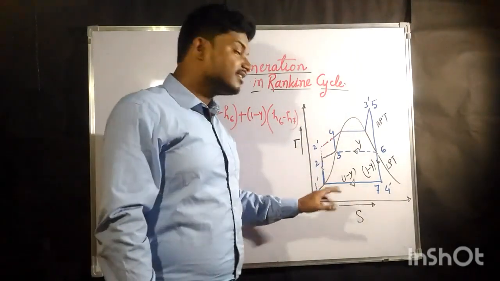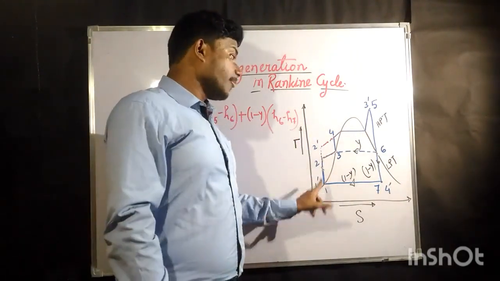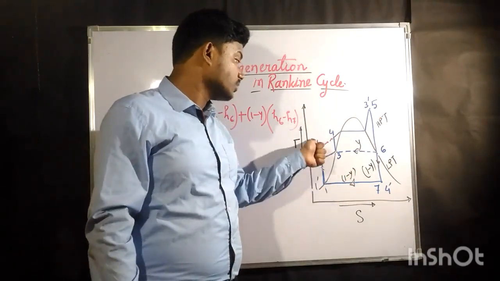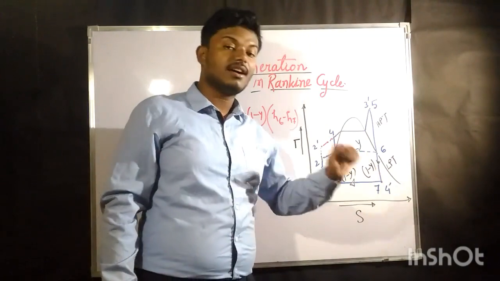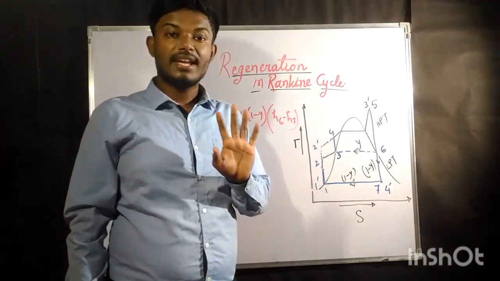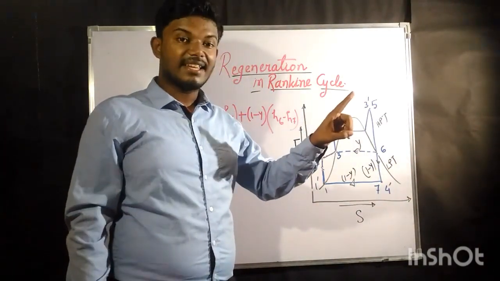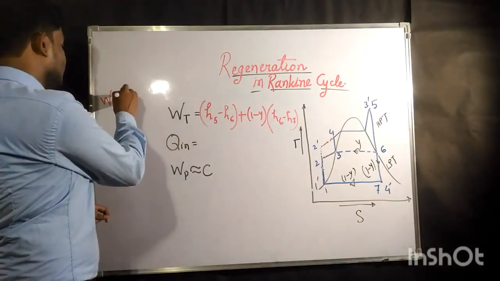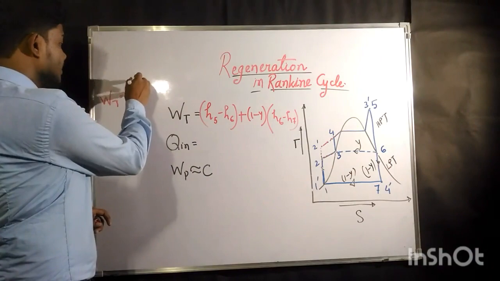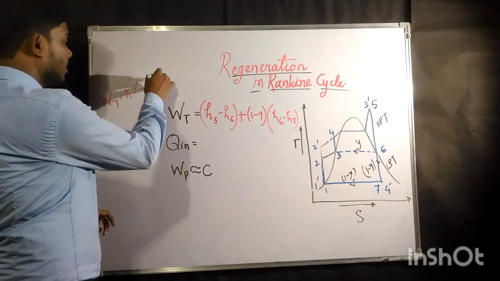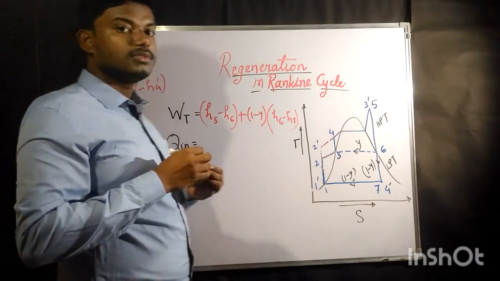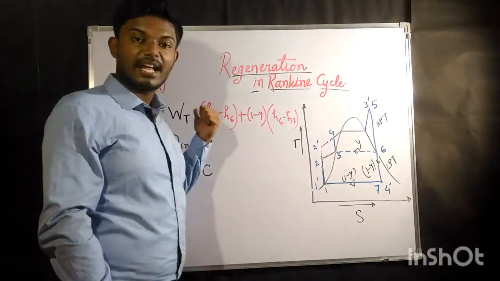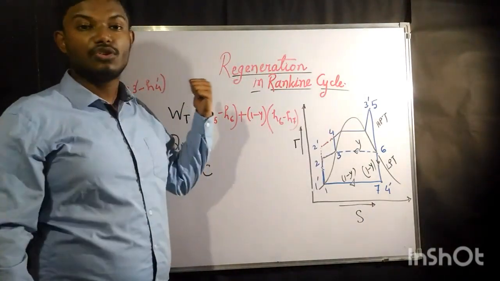Now let us consider for one moment the original Rankine cycle. 1 dash, 2 dash, 3 dash and 4 dash is our original Rankine cycle. According to that Rankine cycle, what would have been the work done by the turbine? It would have been H3 dash minus H4 dash. This would have been the original Rankine cycle work done by the turbine, or the original Rankine cycle positive work.